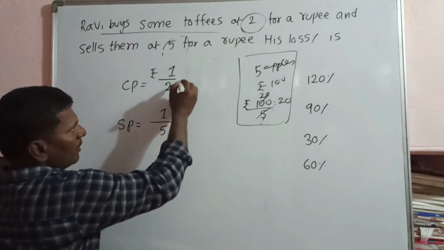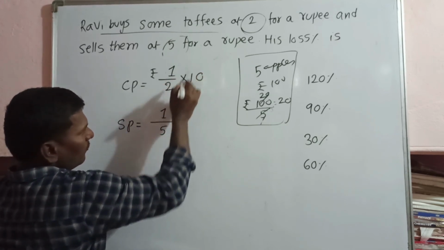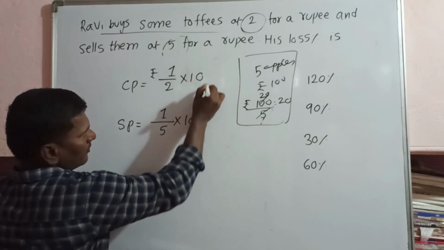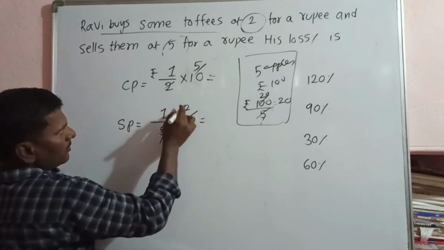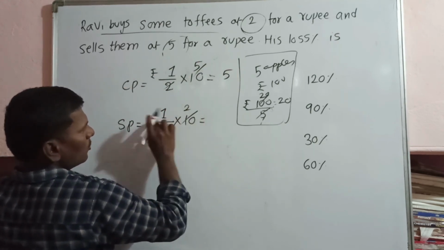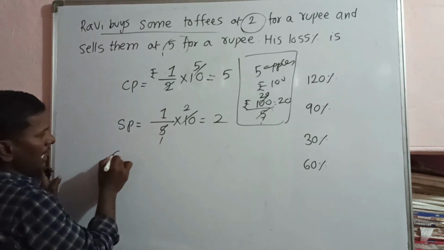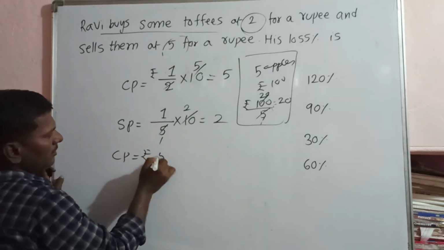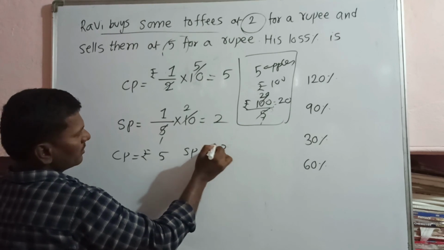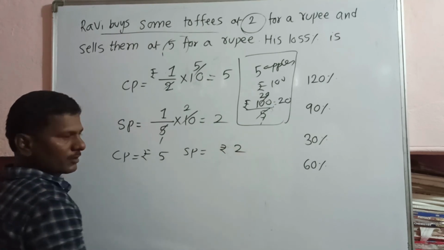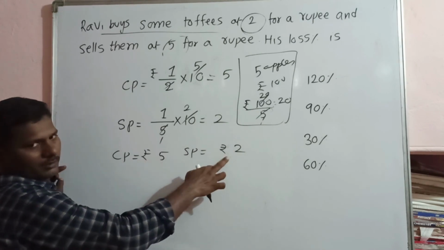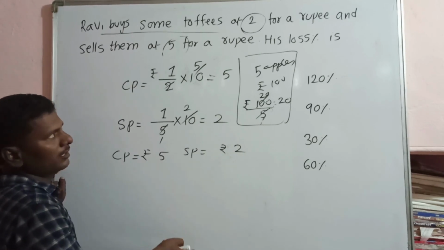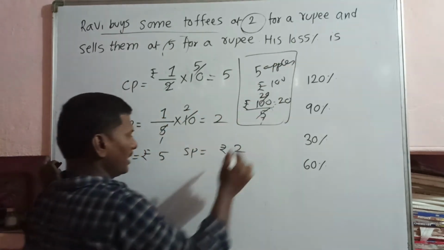Then multiply these two fractions by 10. 2 ones, 2 5s, 5 ones, 5 2s. 5 ones are 5, 2 ones are 2. Now cost price is 5 rupees, selling price is 2 rupees. See here, selling price is less than the cost price. That's why we have loss. We are asked to find out loss percentage.